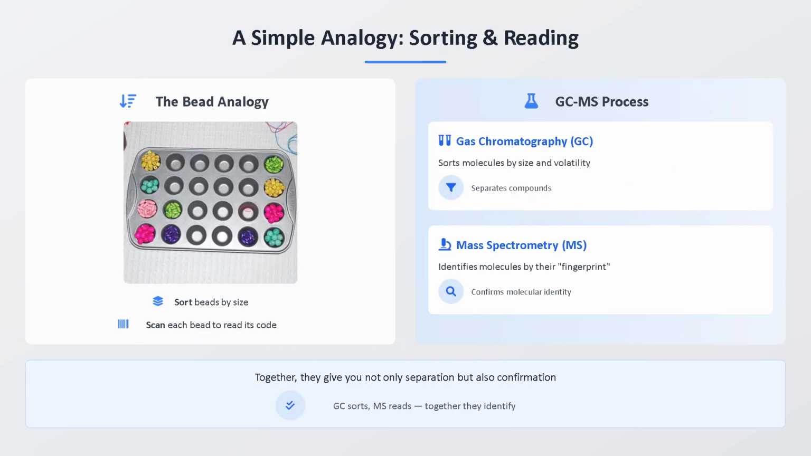To understand GC-MS, imagine you have a jar filled with mixed beads. First, you sort the beads by size. Then, you scan each bead to read the tiny code engraved on it. That's exactly how GC-MS works. The gas chromatography portion sorts molecules based on volatility and interaction with the column. The mass spectrometry portion reads each molecule's unique fingerprint. Together, they don't just separate compounds, they provide accurate identification and confirmation.